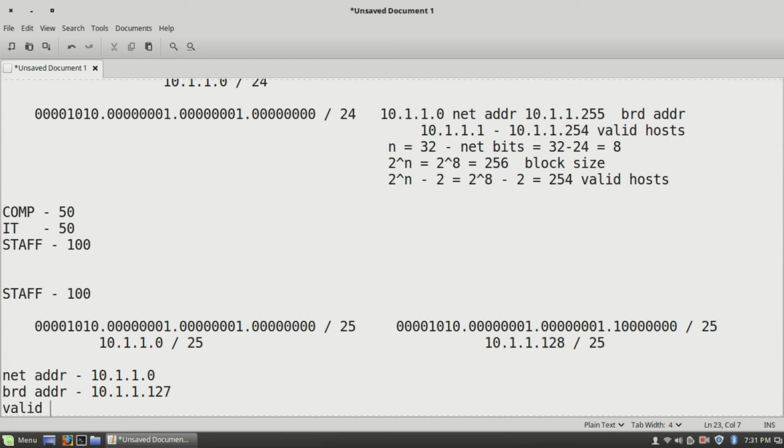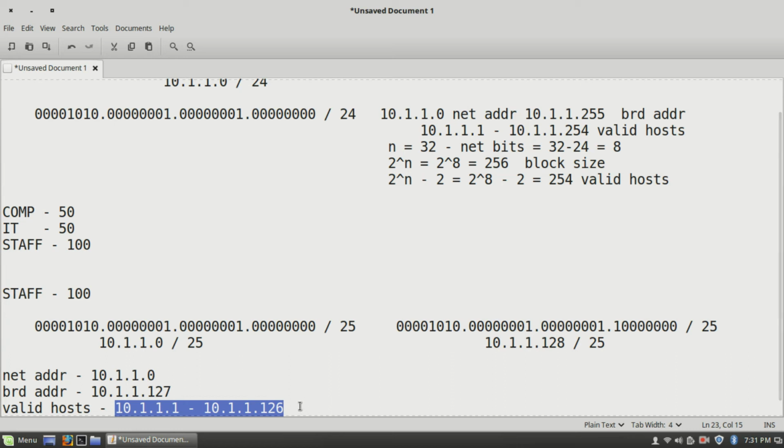Now valid hosts would be everything in between. Everything between .0 to .127 are valid hosts, which are 10.1.1.1 up until 10.1.1.126, because 127 is the broadcast IP. We cannot use that as a valid host. So what we saw here is we have around 126 IPs that can be used.